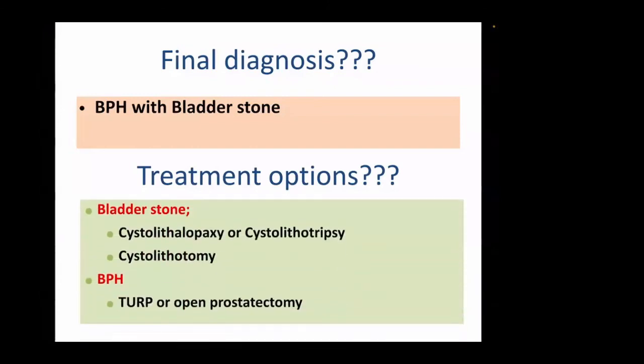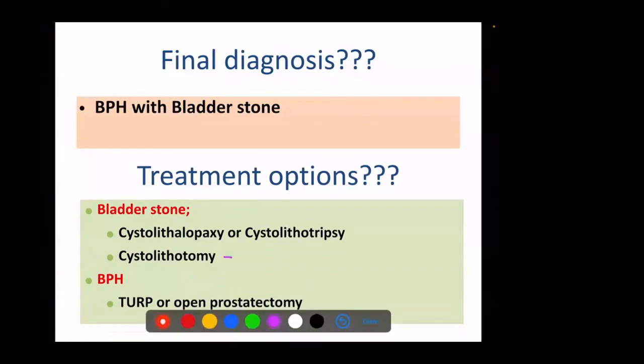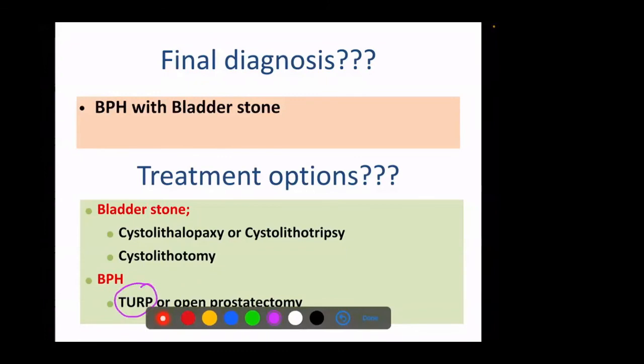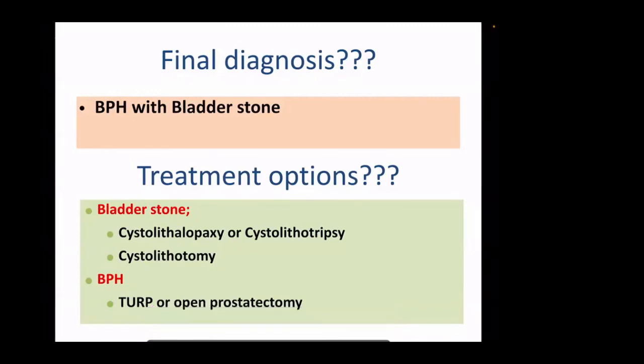So for bladder stone, we have options depending on the size. If the size is smaller, like less than 3 centimeters, you can go for cystolitholapaxy, and a bit larger, you can go for cystolithotripsy. Very large, you can go for an open technique. And for BPH, you can go for TURP. What is TURP? I'll tell you later on. It's an endoscopic procedure by which we can cut pieces of the prostate slowly. Or you can go for an open technique.